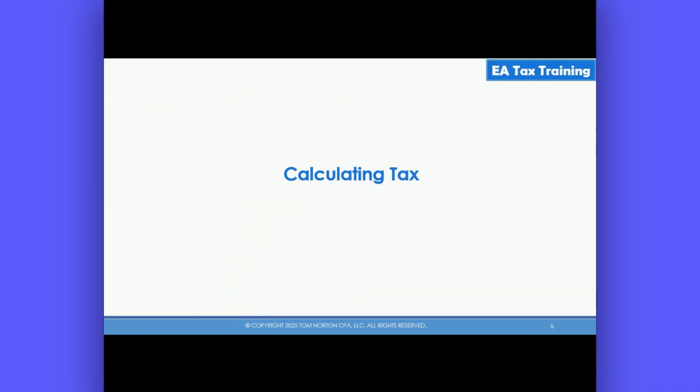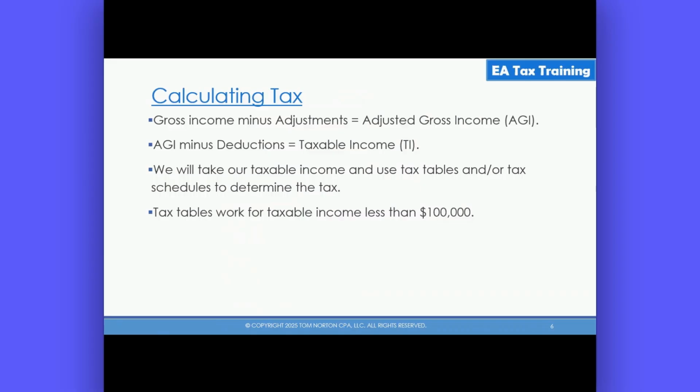So let's start with calculating the income tax. And just as a reminder, we start with our gross income. We subtract our adjustments, which leaves us with our adjusted gross income. Then we subtract our deductions, which leaves us with our taxable income. So what we're going to do now is take our taxable income and use either the tax tables or the tax rate schedules in order to determine the amount of income tax. And the tax tables will work for taxable income of less than $100,000. And then when we get to $100,000 or more, we're going to use the tax rate schedules.